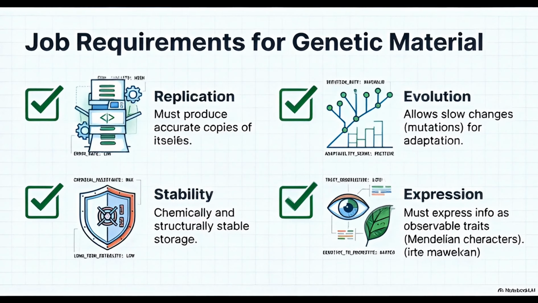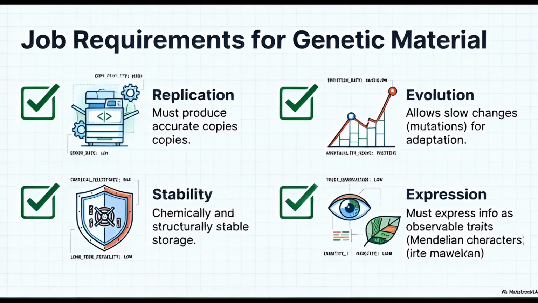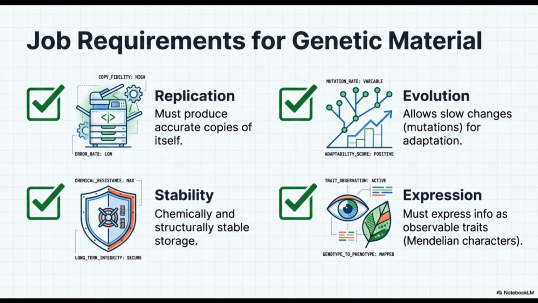Genetic material must have certain qualities. It must replicate, meaning it should copy itself accurately. It must be stable, so it can store information safely. It must allow evolution, meaning small changes can happen over time. And it must express traits, so the information can be used to build features and functions.